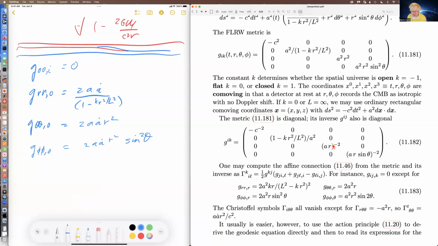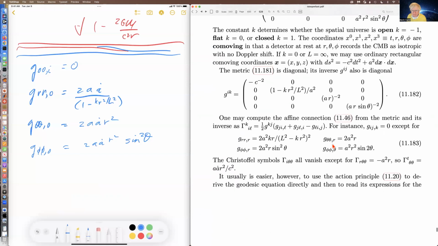Anyway, if you put these things together, you can find, for example, and again, I hope I did this one correctly, that the Gamma I theta theta, these are the Christoffel symbols of the first kind, which are simpler, all vanish except for gamma R theta theta, which is minus A squared R.